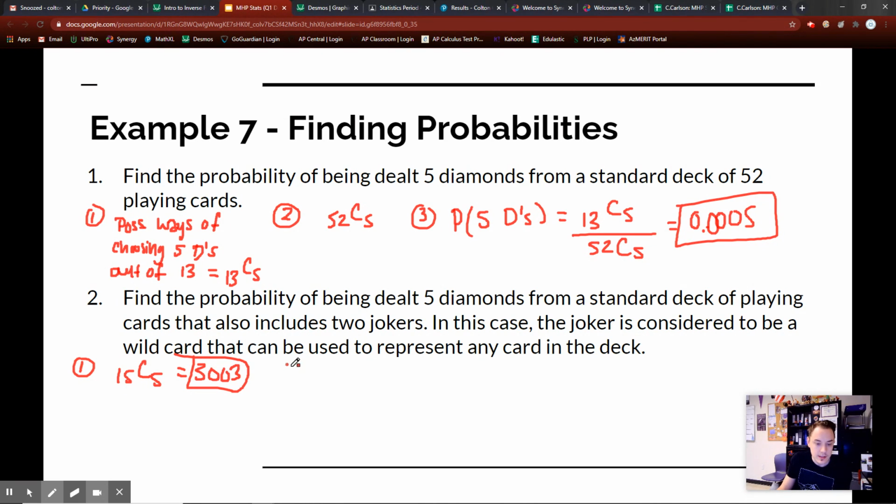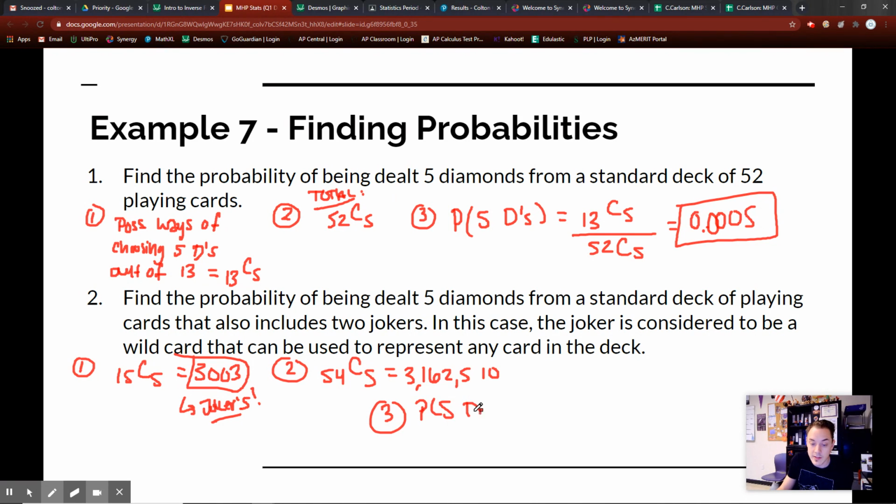Okay, second, 54, because now that's my new total. I want to find the total. This right here was not the total, just the total out of diamonds. I want to find my total because a joker is used as a wild, so this includes the jokers. Now 54C, I still want my 5. In order to do that, we can just plug it into the calculator and we get 3,162,510.